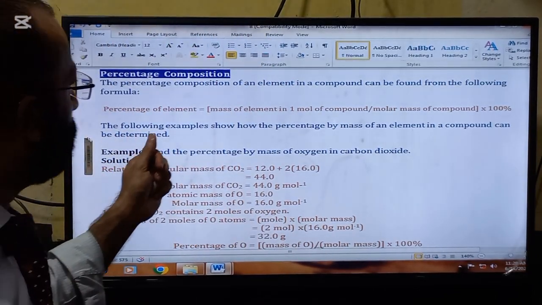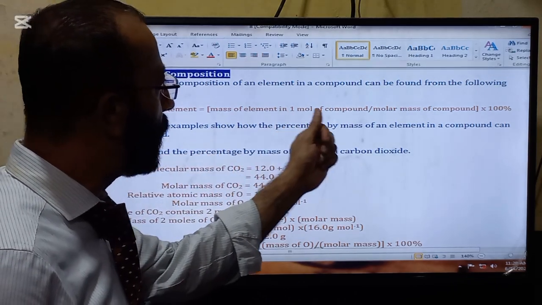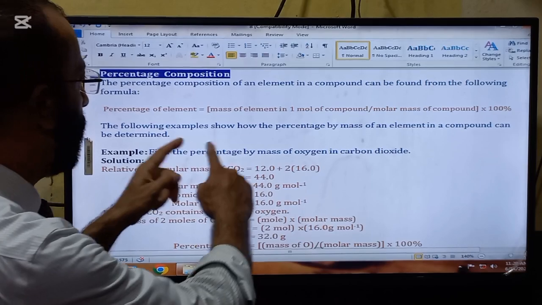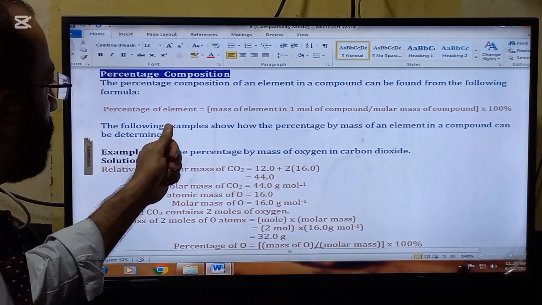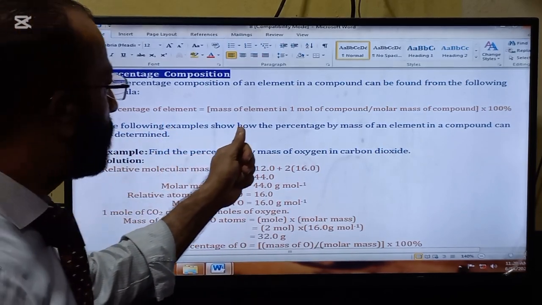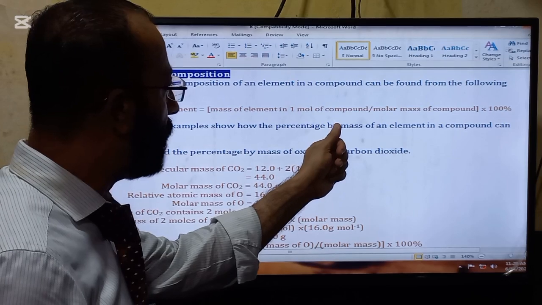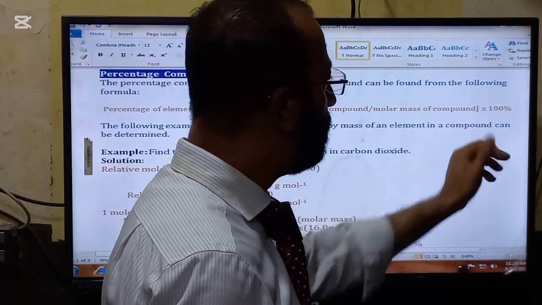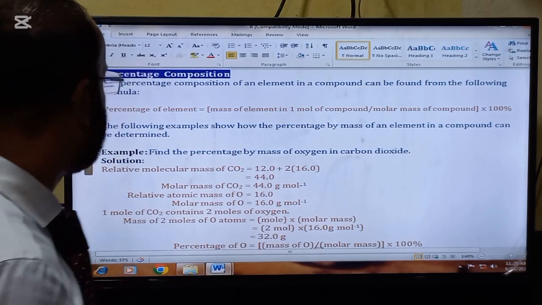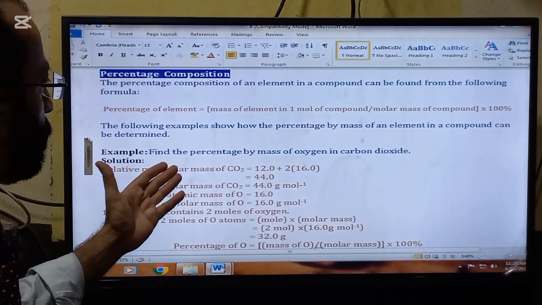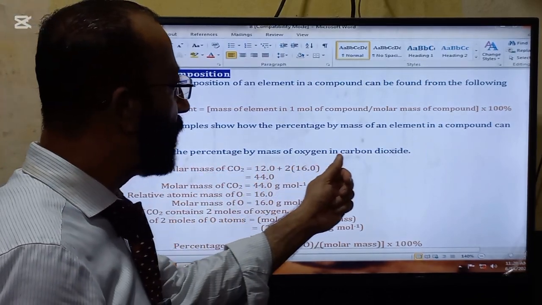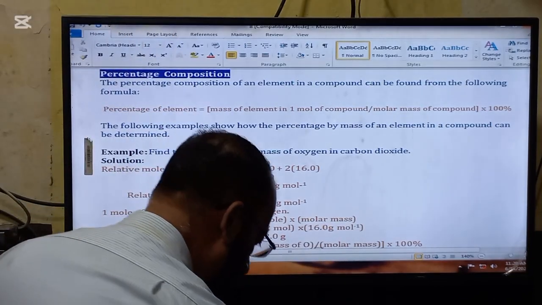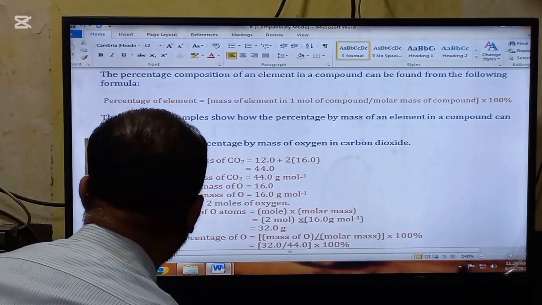The percentage composition of an element in a compound can be found from the following formula. And here is the formula. Percentage of element is equal to mass of element in 1 mole of the compound over molar mass of the compound multiplied by 100%. The following examples show how the percentage by mass of an element in a compound can be determined. So concentrate now.